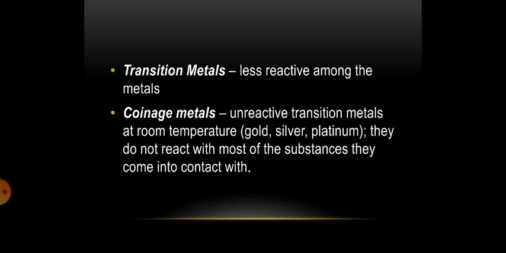Now, transition metals. Students, the middle portion of the periodic table consists of transition metals, and these are less reactive among the metals. Coinage metals are unreactive transition metals at room temperature. Examples we have mentioned in the bracket: gold, silver, platinum. They do not react with most of the substances they come into contact with.